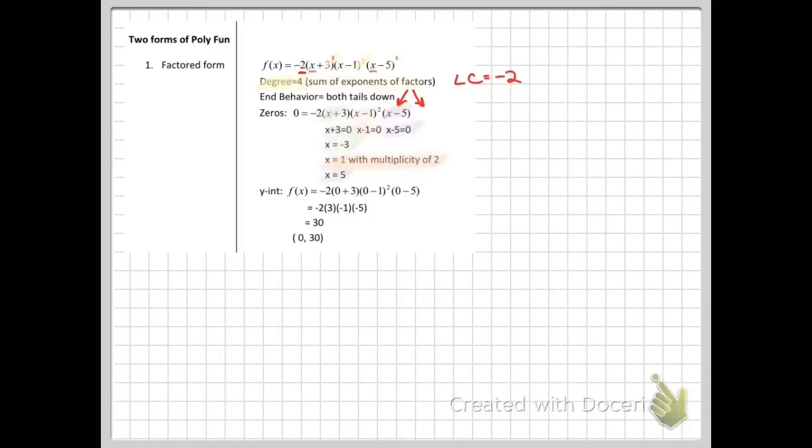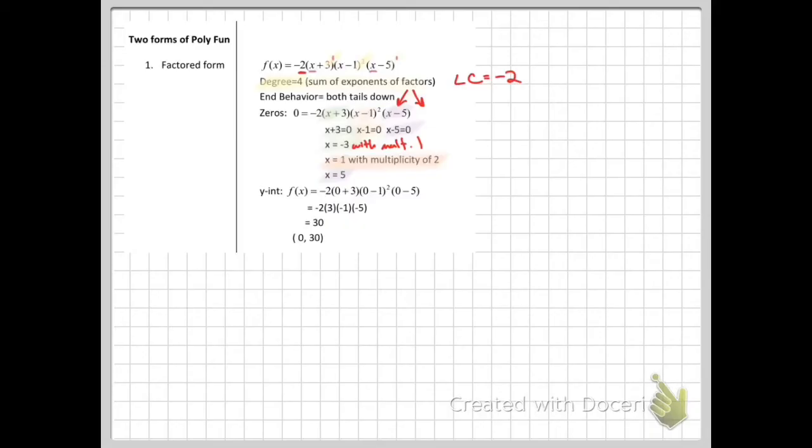So notice if there's an exponent bigger than 1, you have to say with multiplicity. You're welcome to say with multiplicity 1 on these ones, but you don't have to. But 2 or more, you do have to tell me the multiplicity. These are points on your test. Finally, y-intercept. Plug in 0 for x and they got the y-intercept. So let's put this all together and get a sketch.